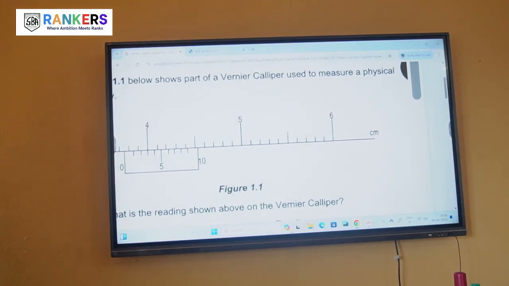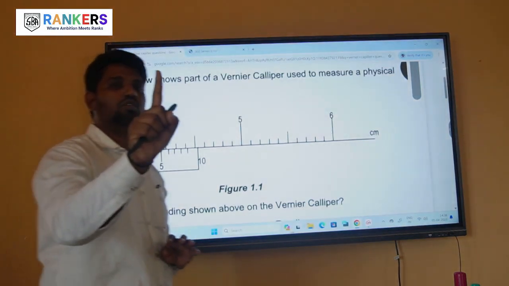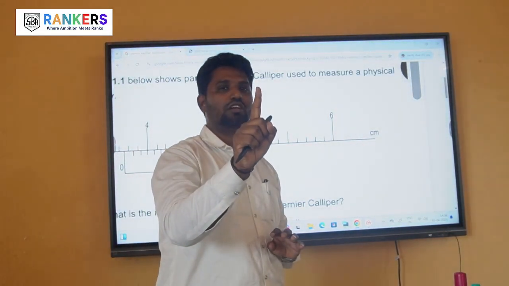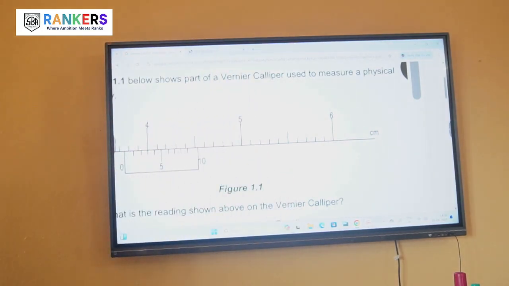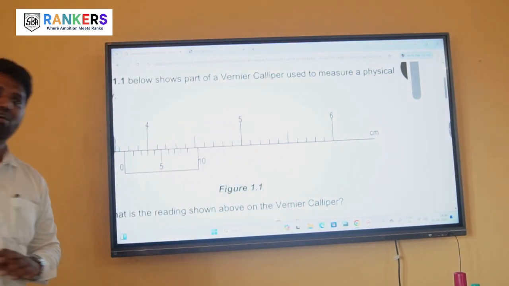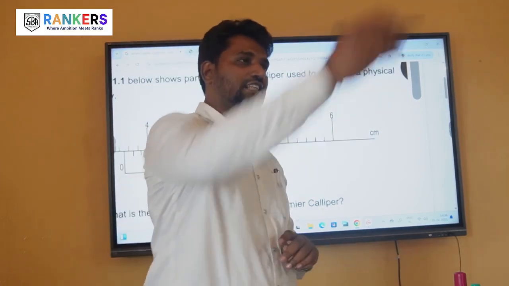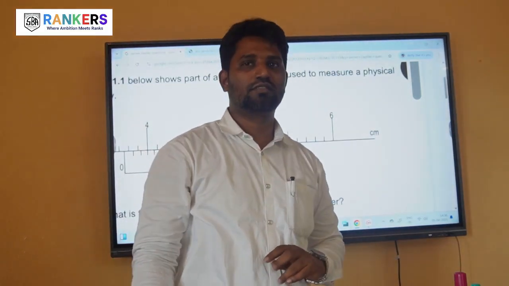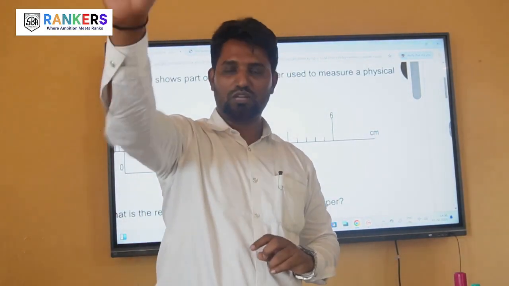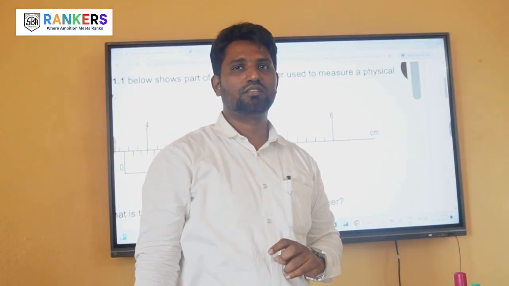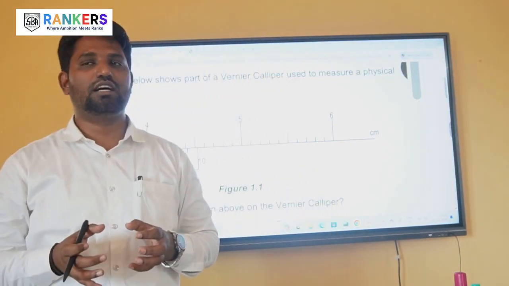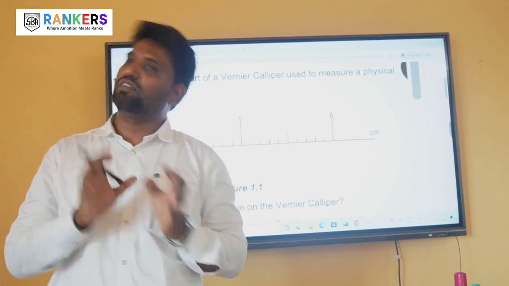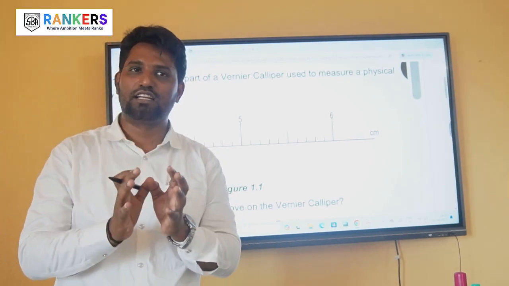Now, the Vernier constant value is fixed. What is the value? 0.01. Now calculate what is the value of D. 3 point? 3 point? Now class 9, please calculate. Last bench, all of you calculate. In this way, you can calculate the diameter or thickness of any body, any object.